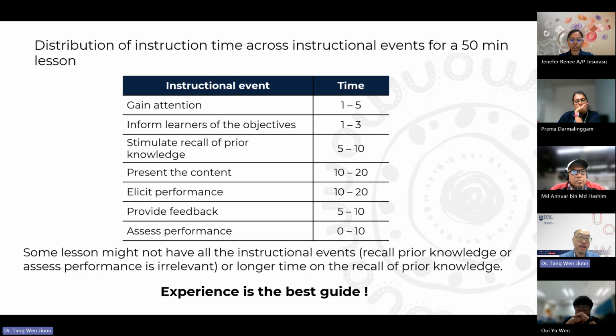For example, if a lesson is something very new and there's no prior knowledge, then we won't have the recall prior knowledge section. Or if you think that for assessing performance today is very packed, we can save that for the next round. So we can make all these small adjustments along the way. But overall, theoretically, these are the seven steps we should have in a lesson.